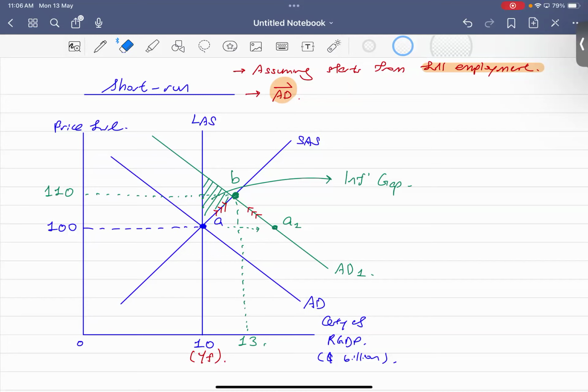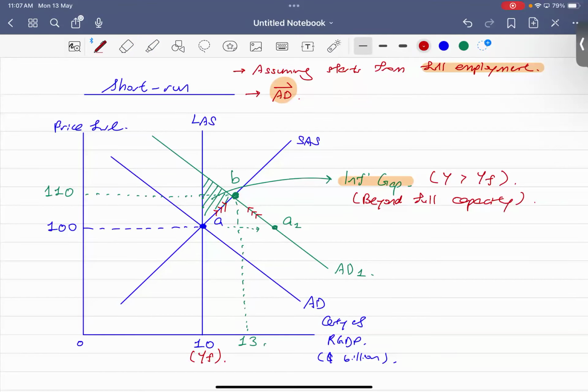Okay, now you see, in this scenario, what is the outcome? The outcome is having an inflationary gap, right? Okay, that means what? That means the output is producing beyond the full employment, beyond the full capacity of the economy. So in this case, what will happen? Just now we looked into the short run. Now we look into the long run.